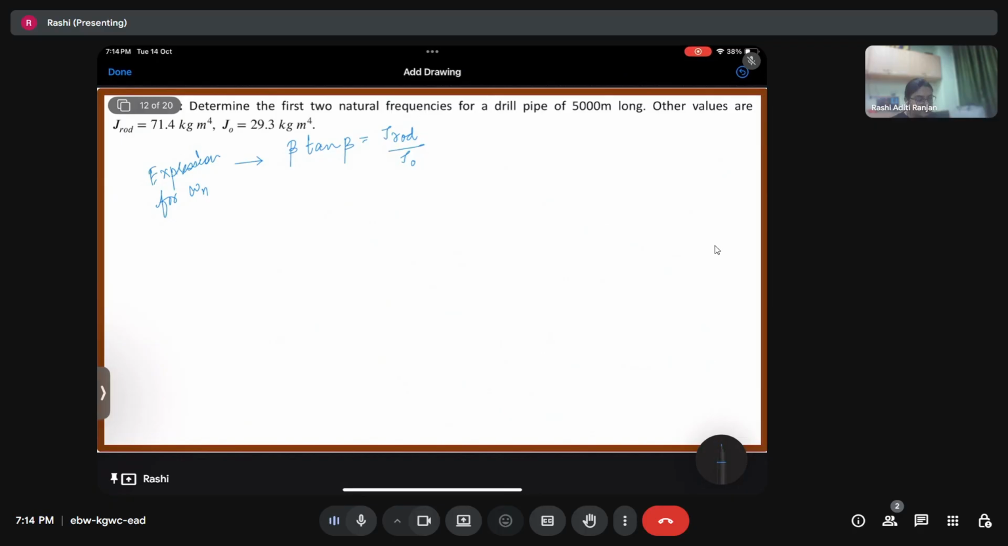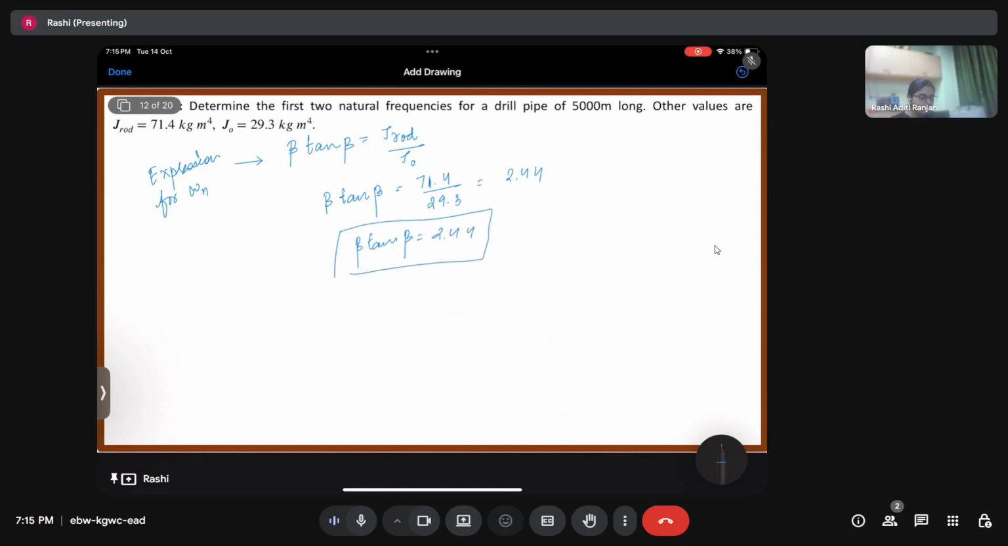In this question, we have J rod and J naught. So this expression is going to become beta into tan of beta is going to be 71.4 divided by 29.3. So this is going to be around 2.44. Now we can use any book that talks about how to find the roots of the transcendental equation. There are many books that you can refer to, and from there you are going to get, for a system of this type, what the possible solutions are.